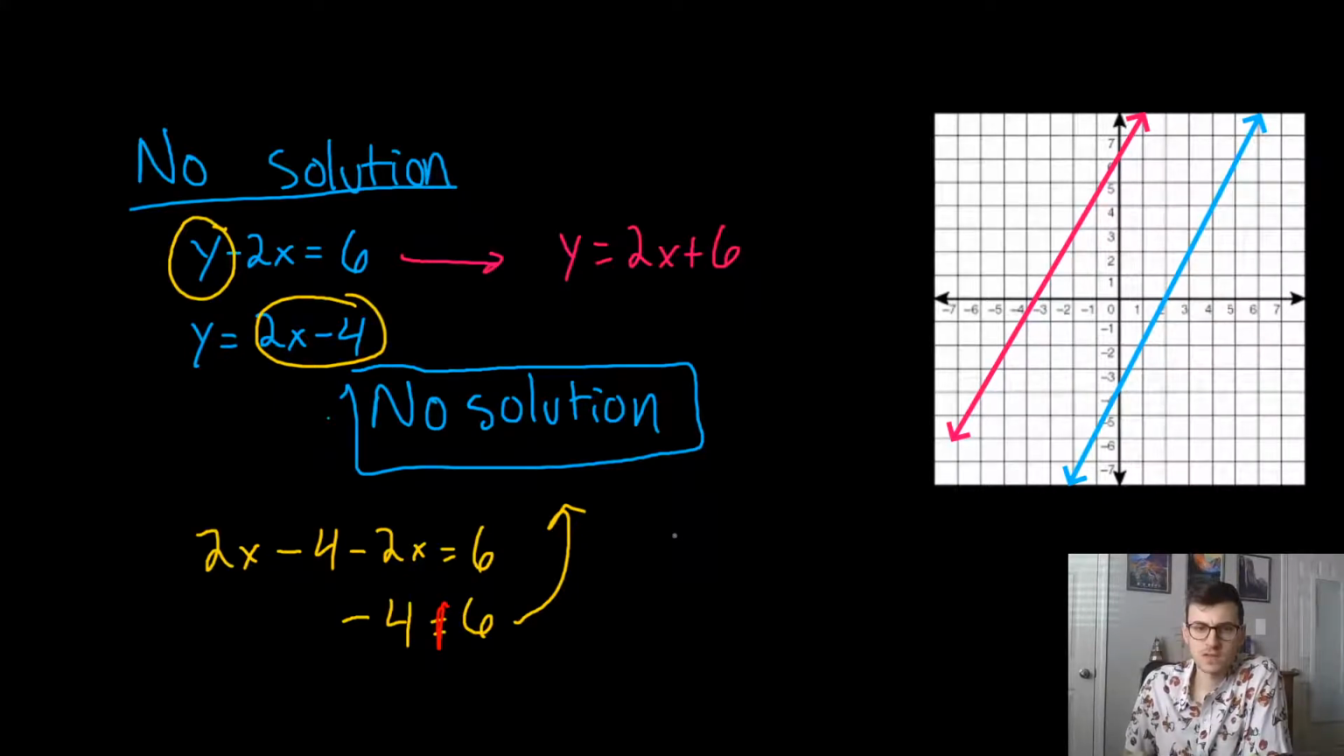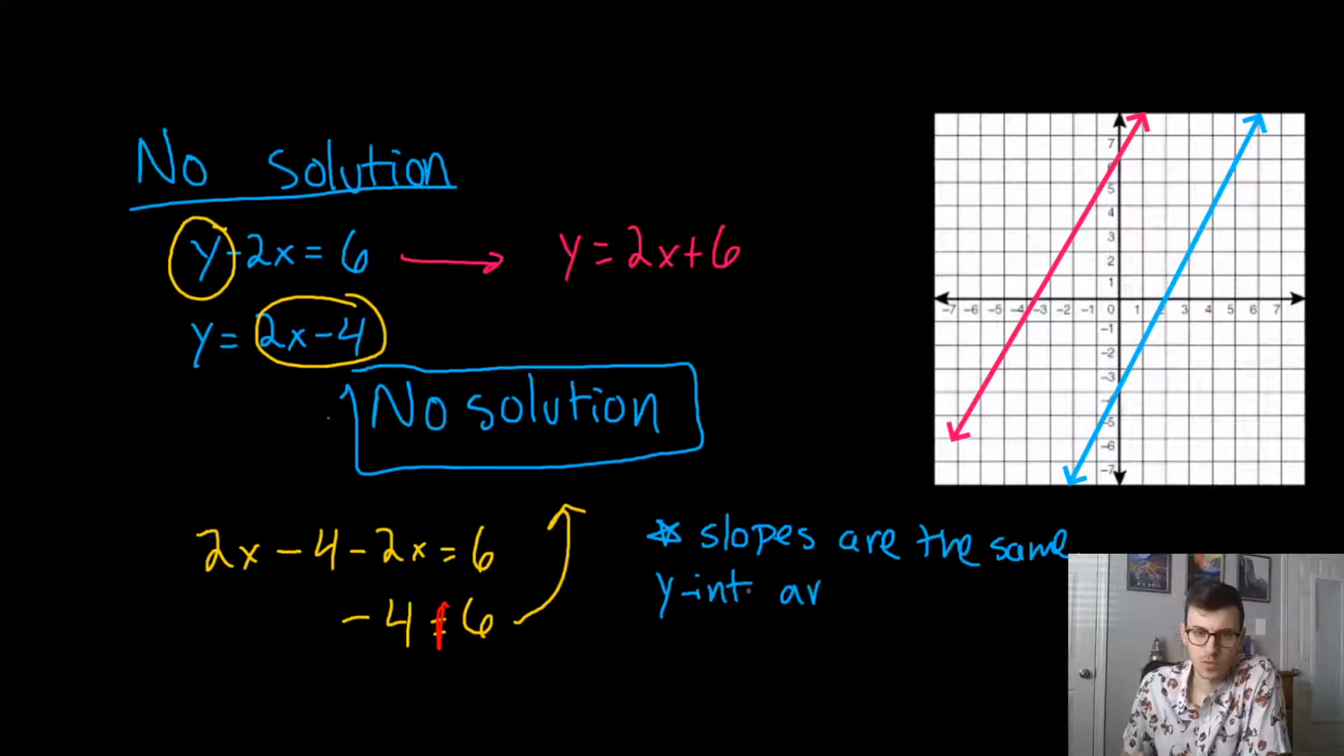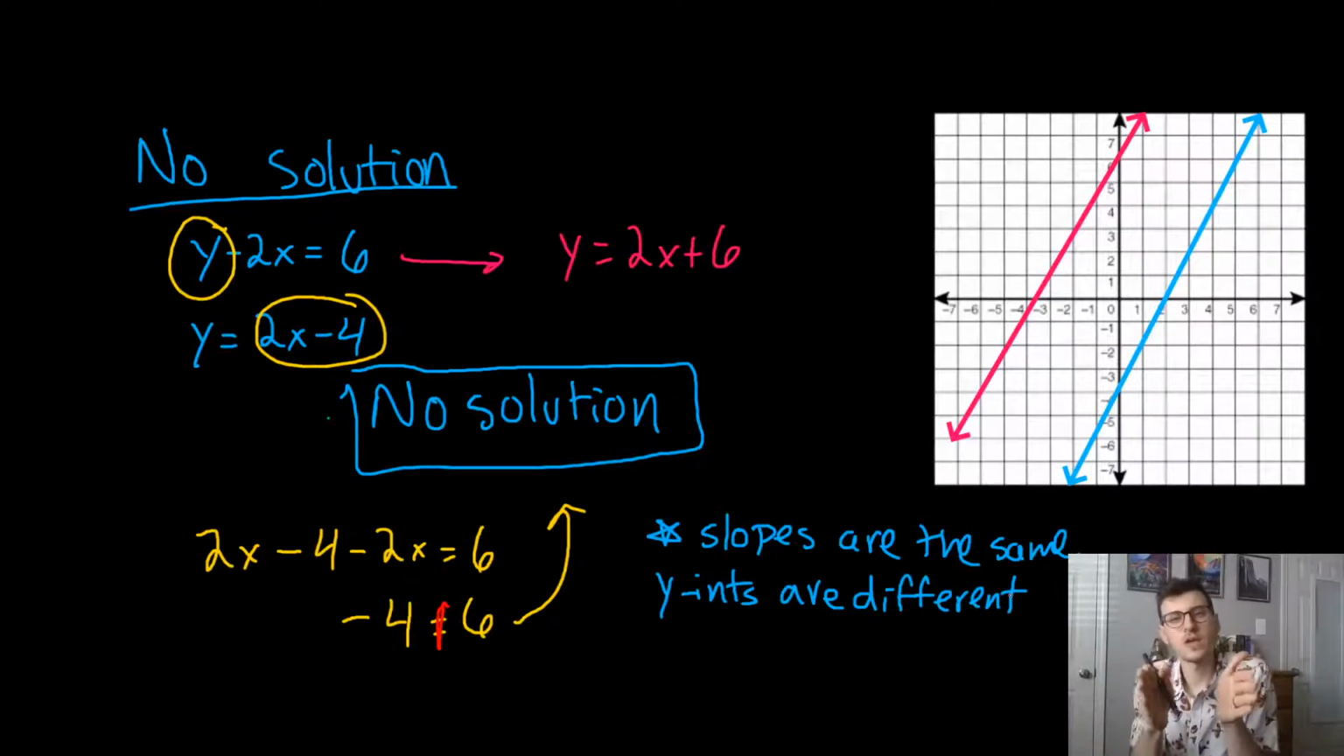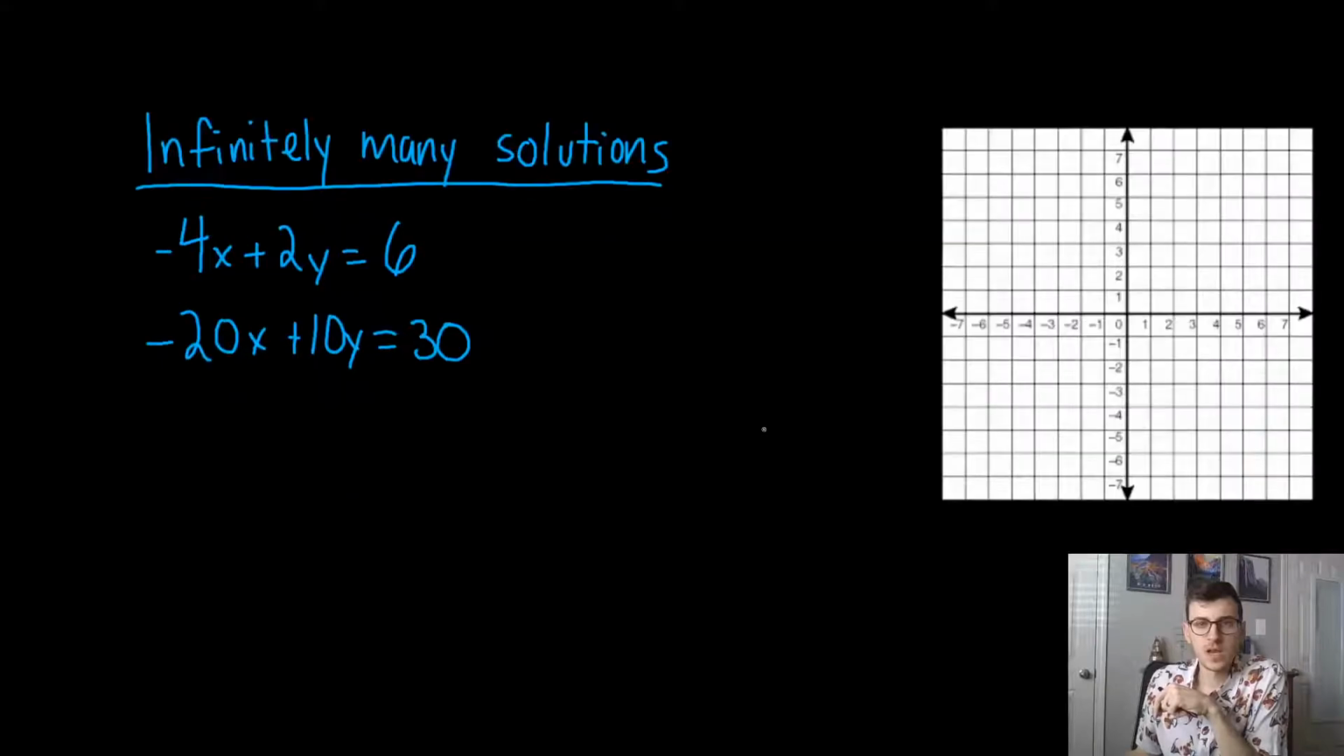Another way to say this is that the slopes are the same, but the y-intercepts are different. So when we have the same slope but different y-intercepts, that's a system with no solution. There's one more type we'll look at for linear equations, and that's when we have infinitely many solutions.